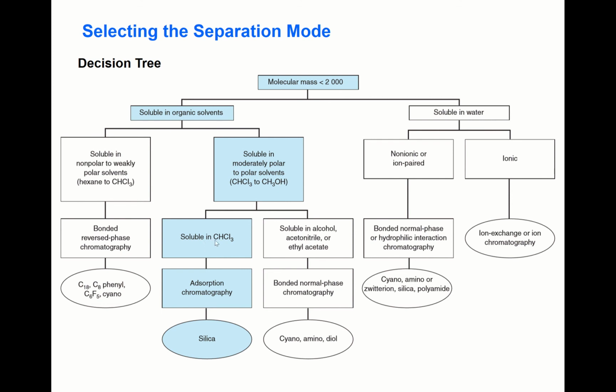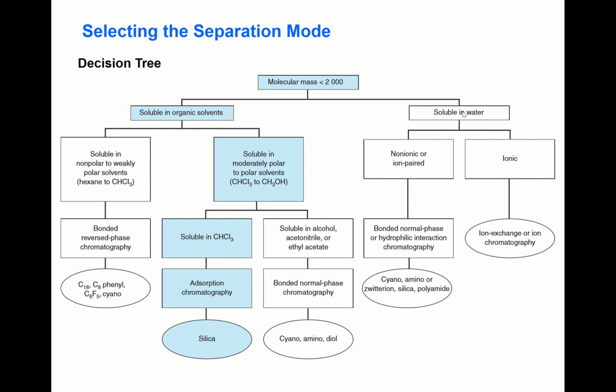decide whether it is soluble in chloroform, or whether it is soluble in alcohol, nitrile, or ethyl acetate. This is more polar than chloroform. If it is soluble in chloroform, then adsorption chromatography is the choice. And if it is soluble in alcohol, nitrile, or ethyl acetate, then bonded normal phase chromatography is the answer.